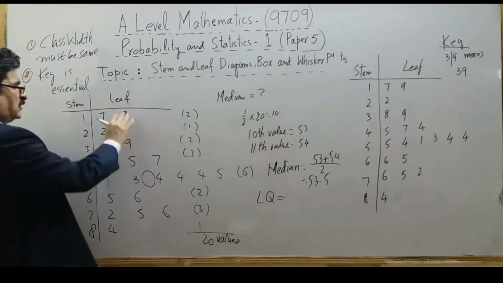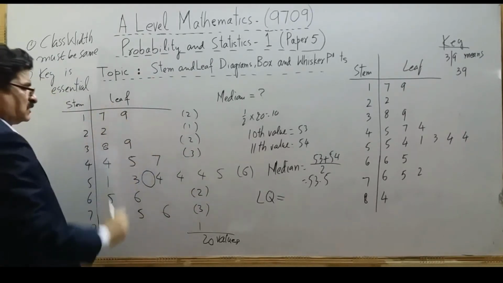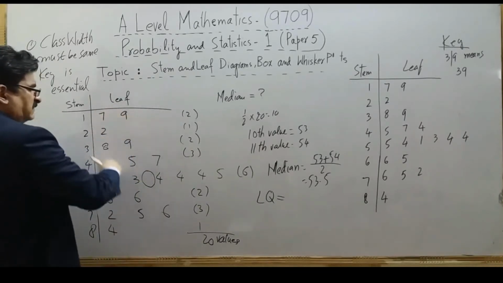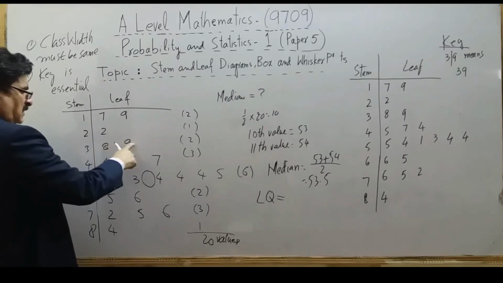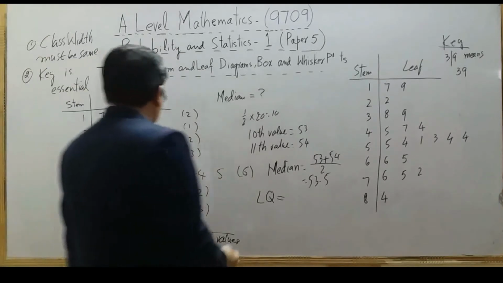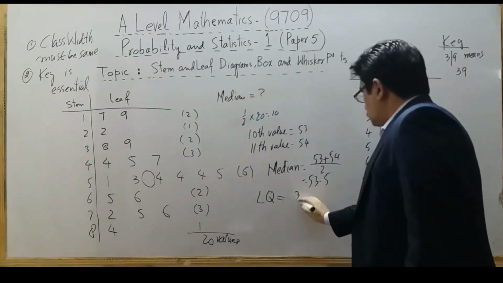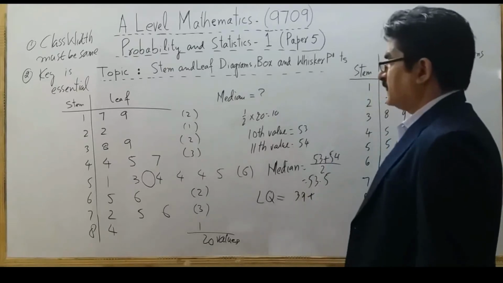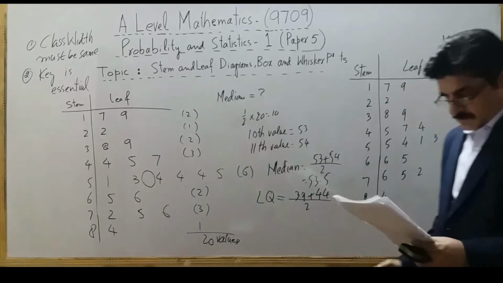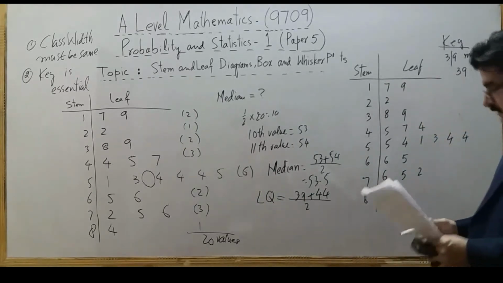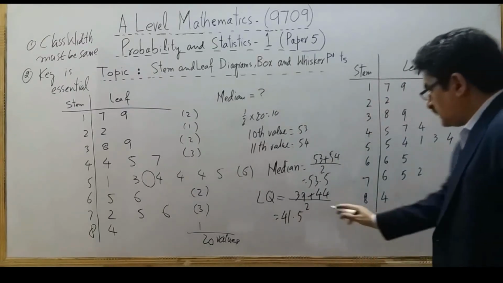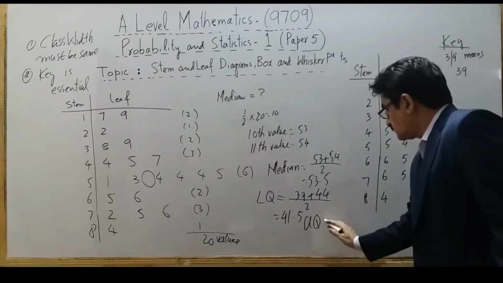Now the median of the lower 50% of the data is called the lower quartile. So how will you find the median of these 10 values? It will be the 5th value plus the 6th value. 1, 2, 3, 4, 5. The 5th value is 39 and the 6th value is 44. So you will divide by 2. You will get 41.5.